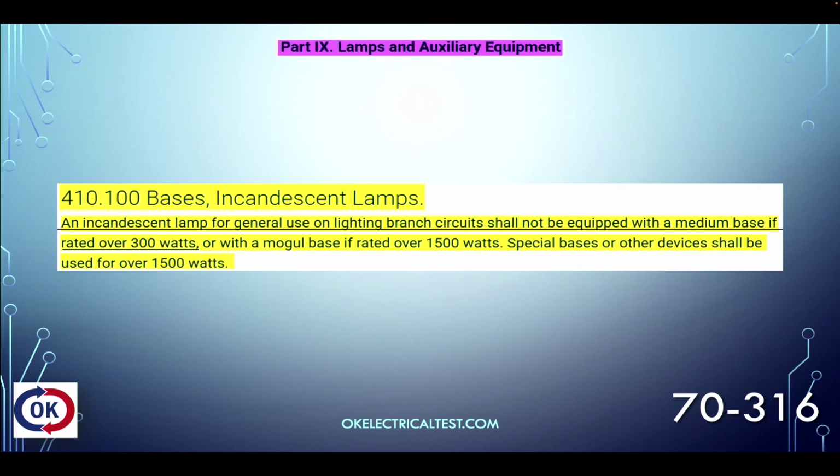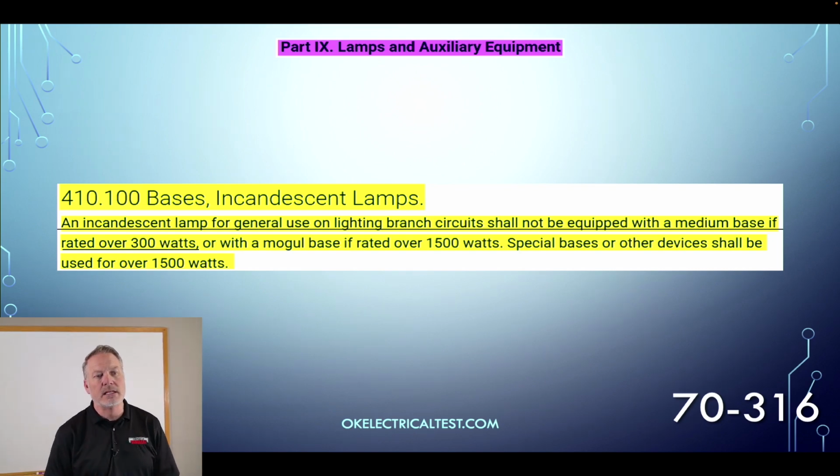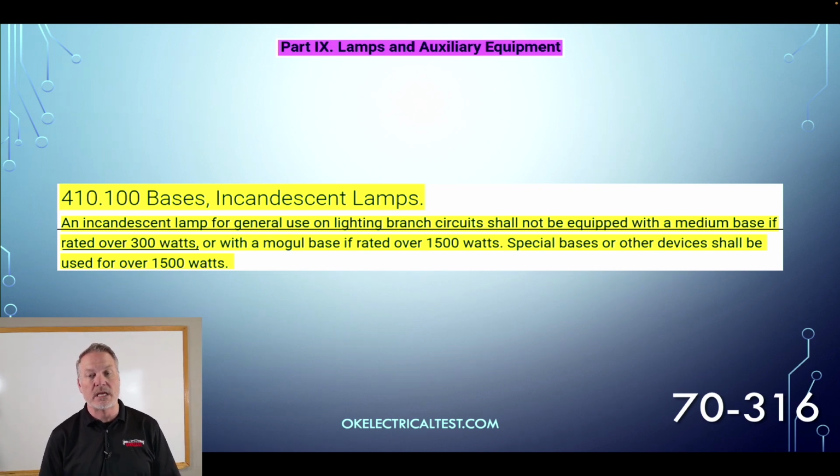Let's go to 410.100. This is bases for incandescent lamps. An incandescent lamp for general use on lighting branch circuits shall not be equipped with a medium base if it's rated over 300 watts, or with a mogul base if it's rated over 1500 watts. Special bases or other devices shall be used over 1500 watts. So if I'm over 300 watts, I could use a mogul base, but if I exceed 1500 watts, now I'm going to be required to have some sort of special base for it.